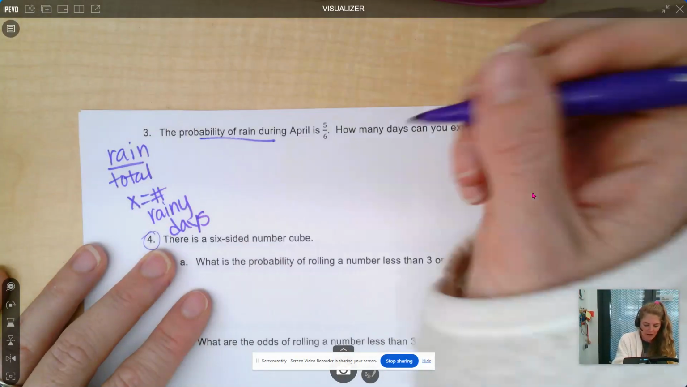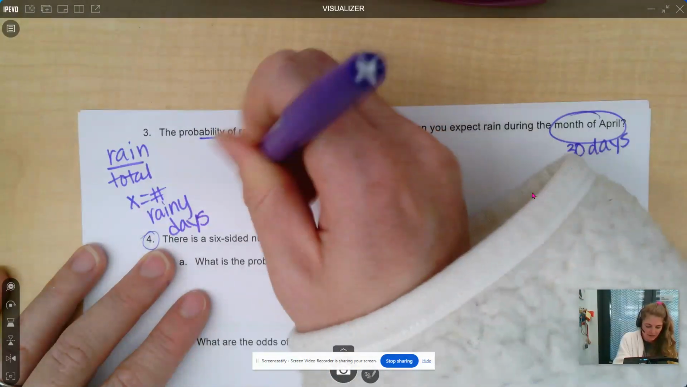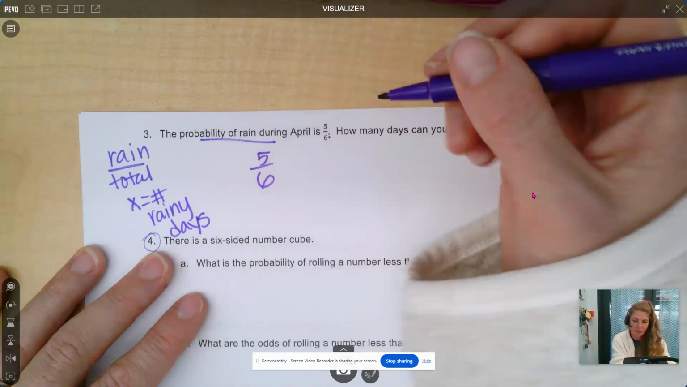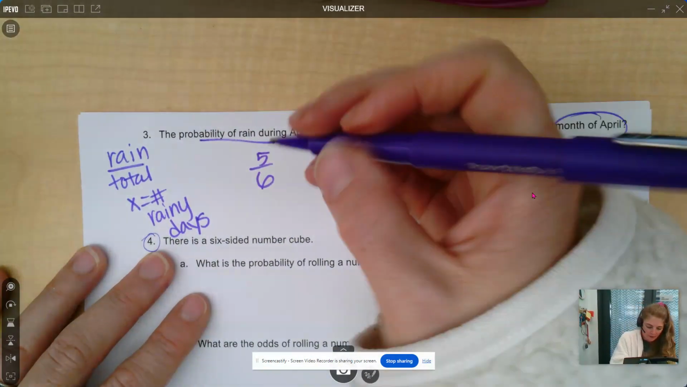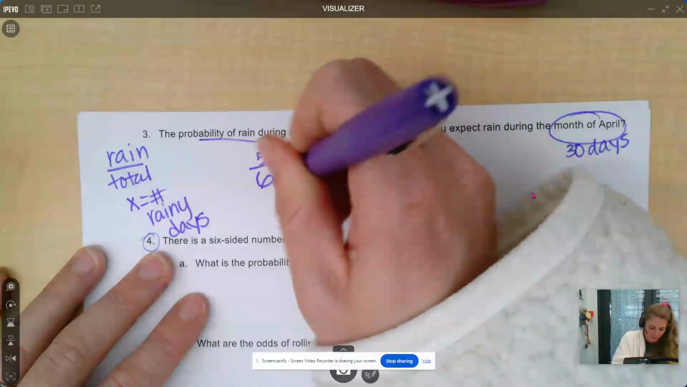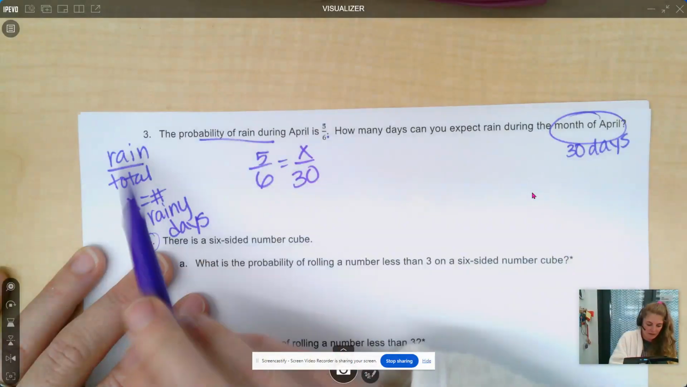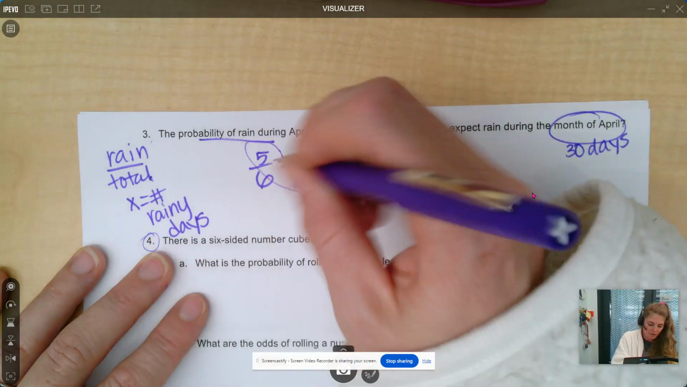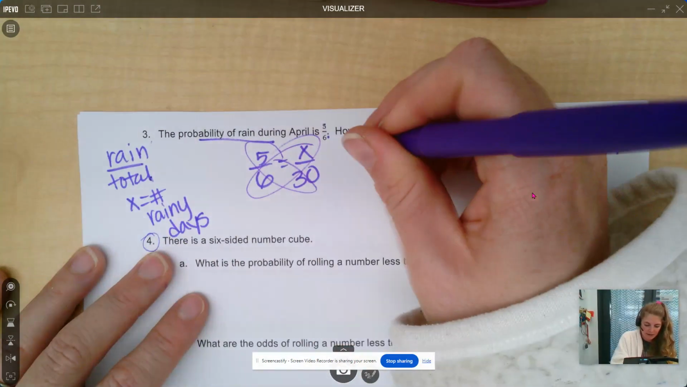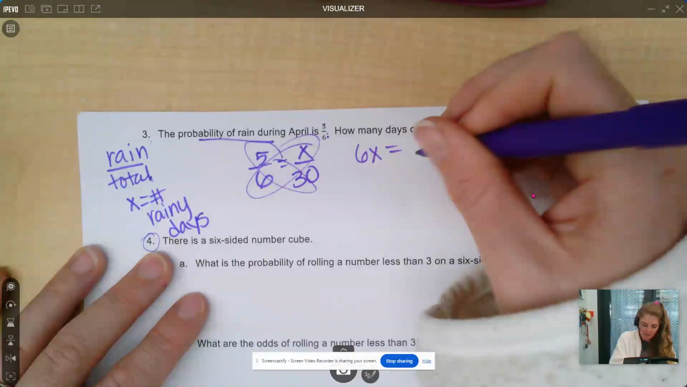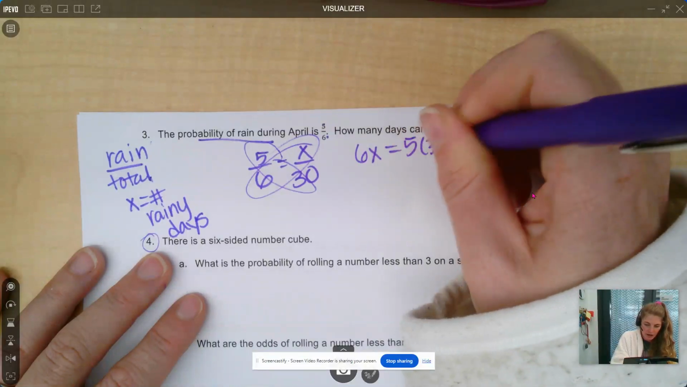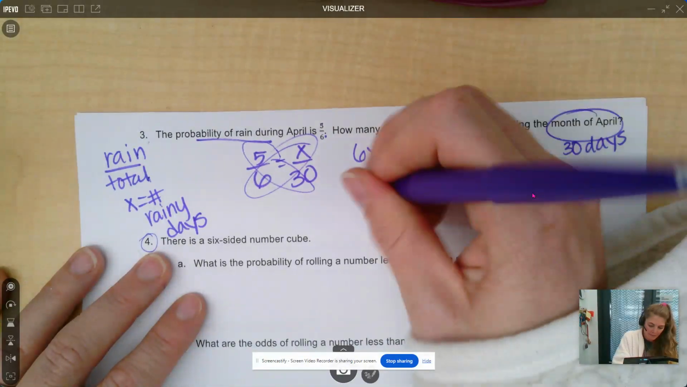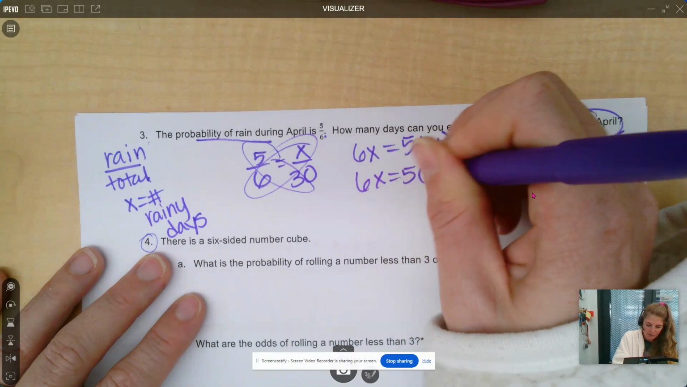Rainy days. So we are going to have 5 over 6. This is rain to total because it's a probability. Is going to equal x over 30. Remember, x is rainy days, 30 total days, keeping that ratio consistent. Solve using cross products. 6 times x is 6x. 5 times 30. Go ahead and simplify that. 6x equals 5 times 30.